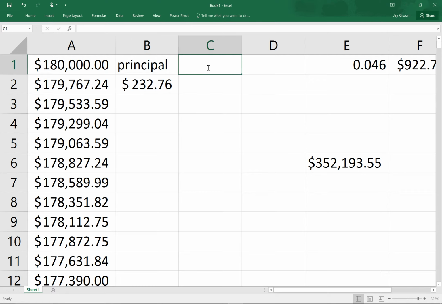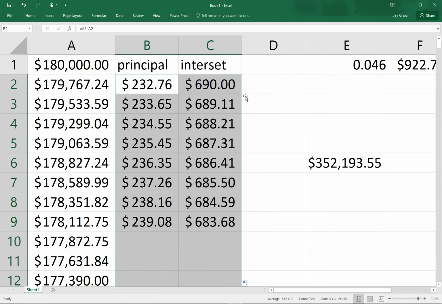So anyway, everything else that we pay, if it didn't go to principal, it went to interest. So it's the payment minus that guy. Because remember, you wrote a check for $922. If $232 went to principal, the rest of it must have gone to interest. If you double click right here in the corner, it'll paste it down.